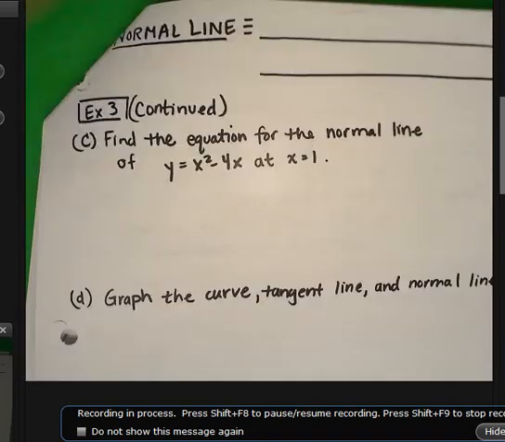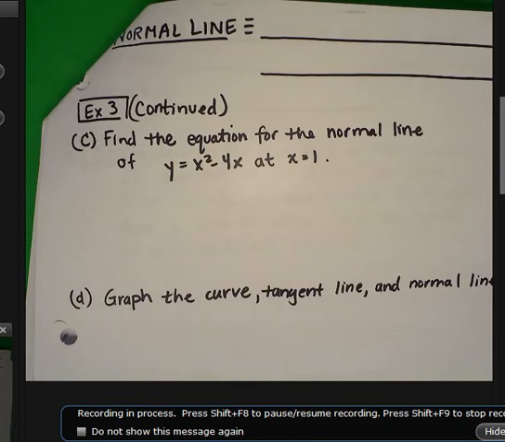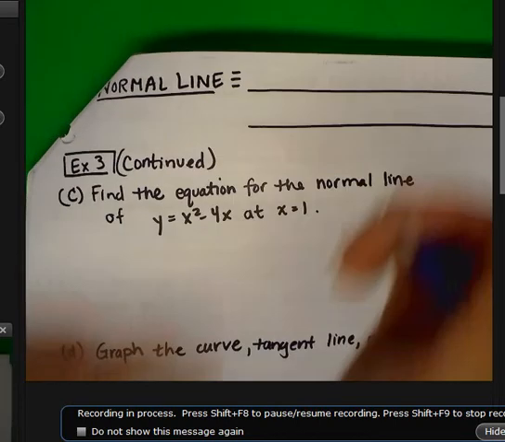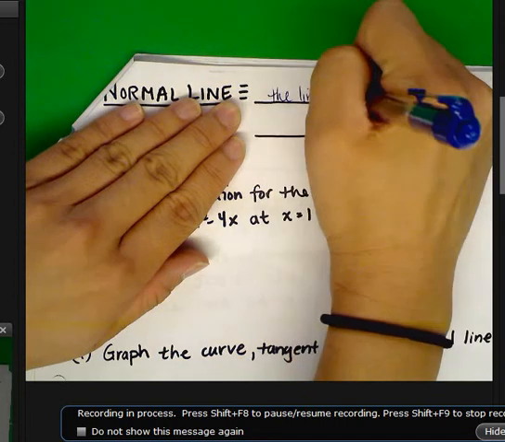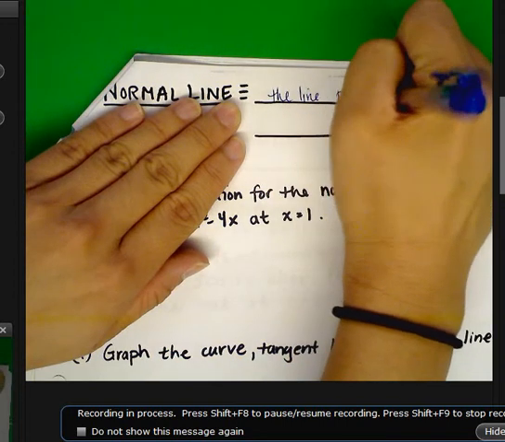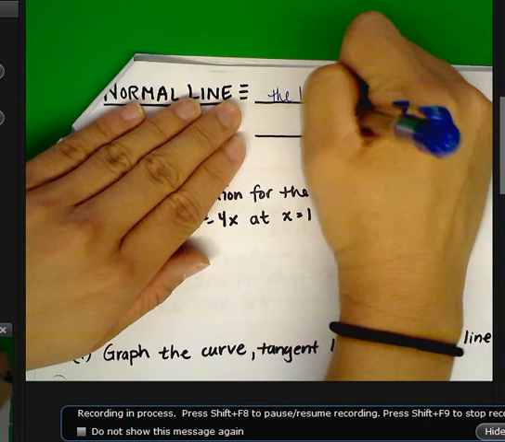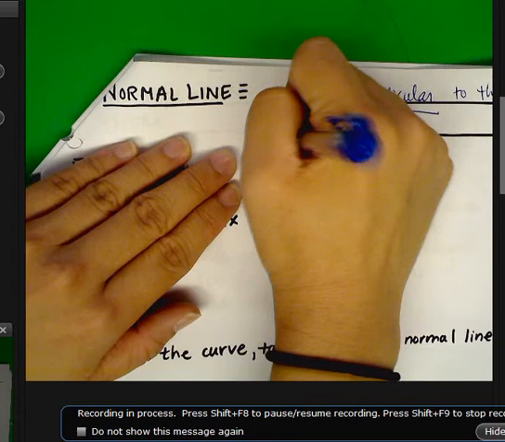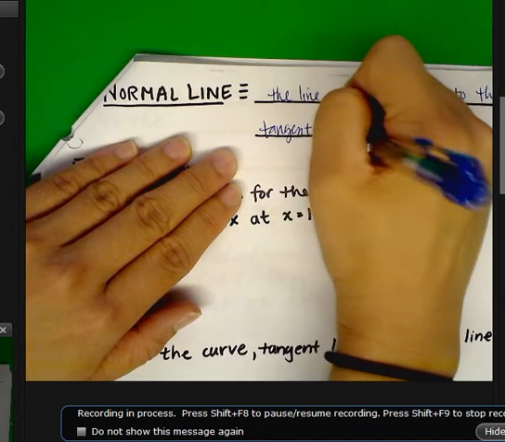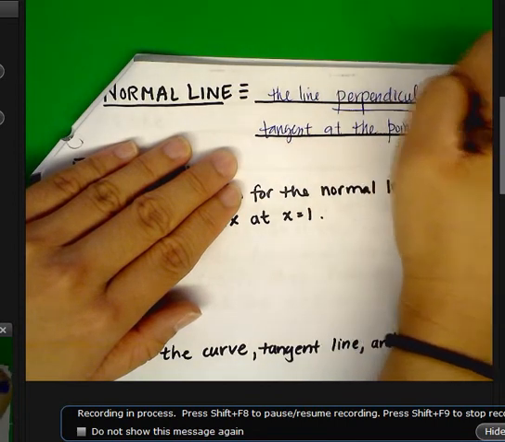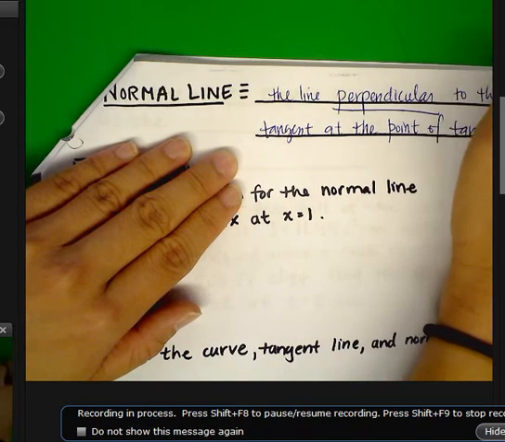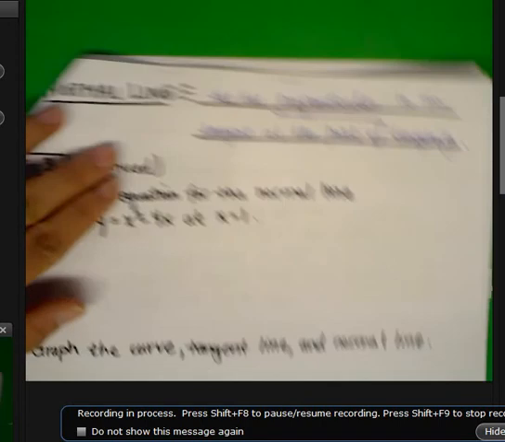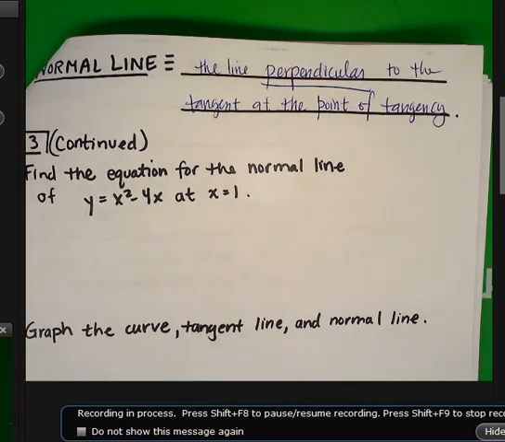And what's a normal line? The normal line is just like a tangent line, but it's the line that is perpendicular. I don't know why they call it normal. I think the explanation is in your book. Perpendicular to the tangent line at the point of tangency. I like that word, the point of tangency. That's fancy. At the point of tangency. Okay?